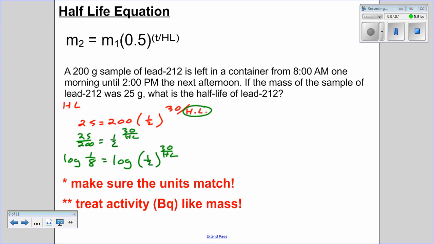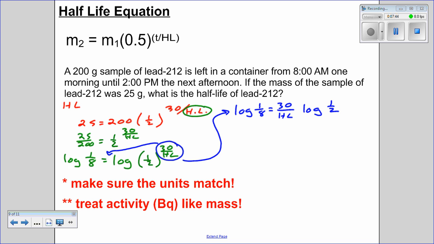Okay, so here's what I've done. 25 over 200 is equal to 1 over 8. I took the logarithm of both sides. And now you remember the trick, and if you don't, go back in the video. But if you remember, this is the exponential term, and it can be brought down in front. So what that's going to give us is log of 1 over 8 equals 30 over the half-life times the logarithm of 1/2.